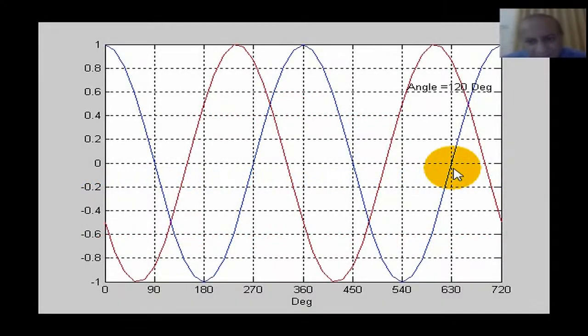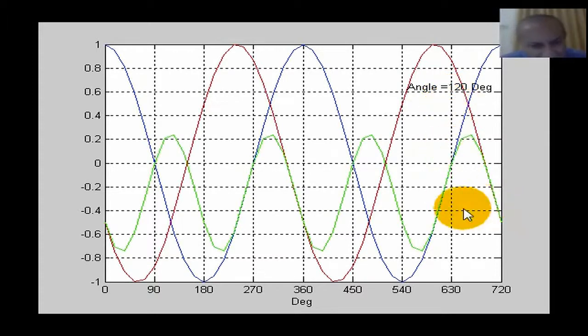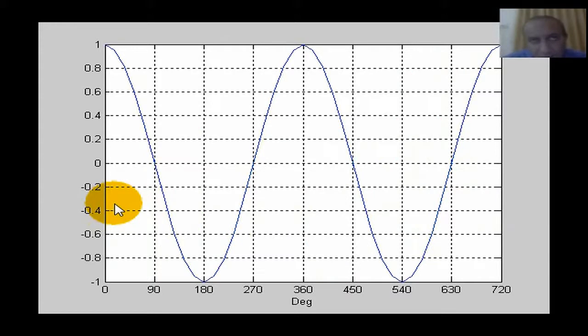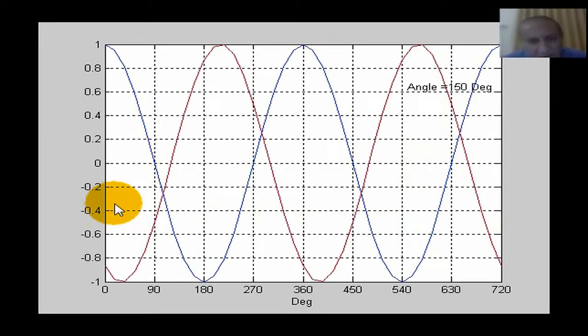Now we have increased beyond 90, to 120 degrees, and we have on the average a negative power. Now in this case we have reversed the roles of the load and the source. The load becomes a source, and again at 150 degrees, we have more negative power, as we expect.